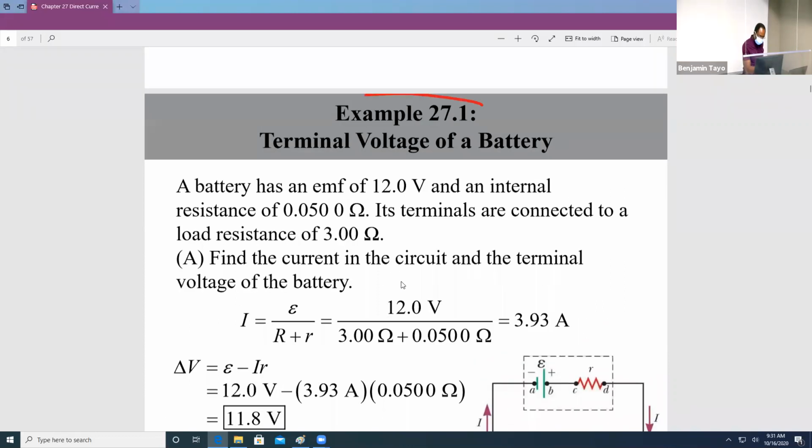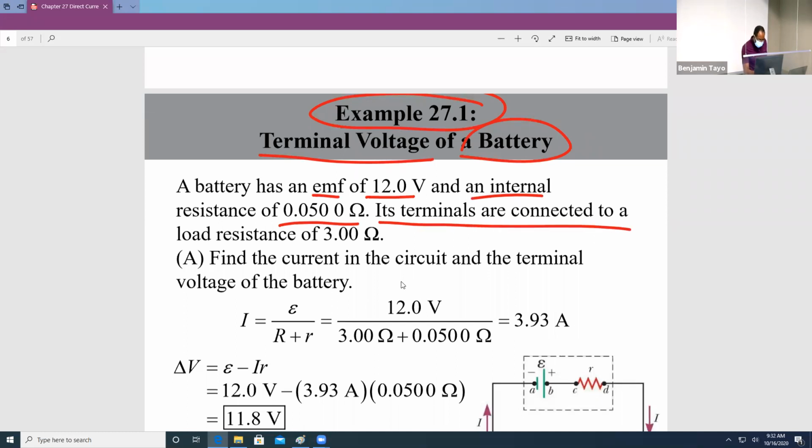Example number 27.1, and here I want to calculate the terminal voltage of the battery. It says that suppose the battery has an electromotive force of 12.0, and it has an internal resistance of 0.05 ohm, and its terminals are connected to a resistance that has the value of 3.0 ohms. So find the current in the circuit, and then also calculate the terminal voltage of the battery, right?